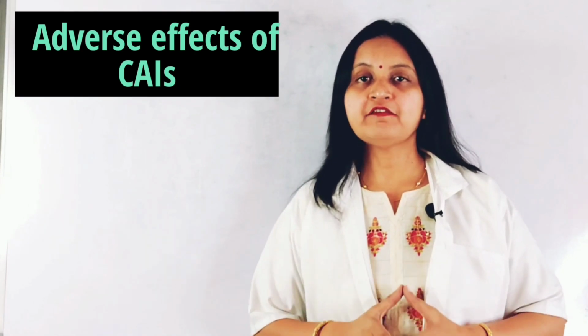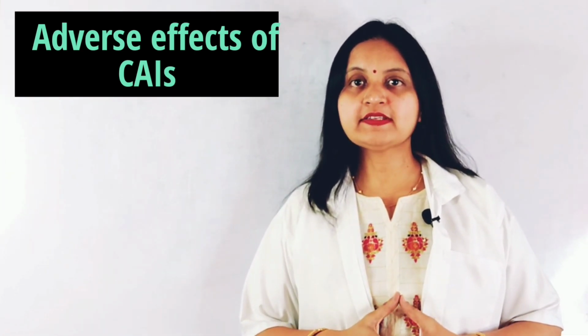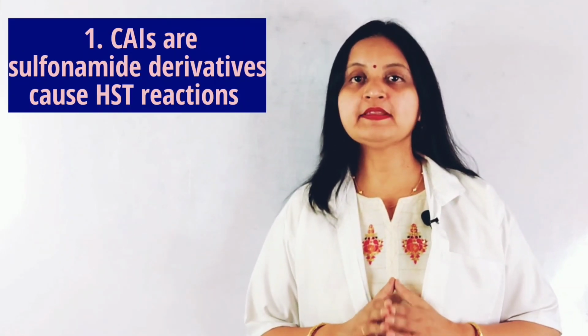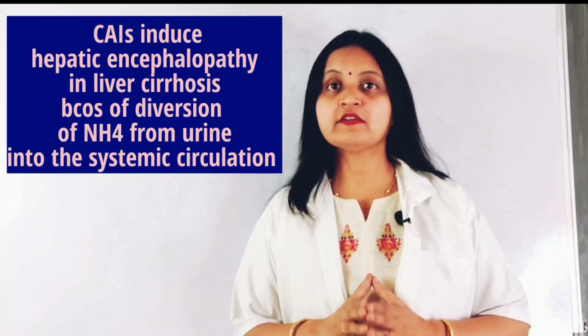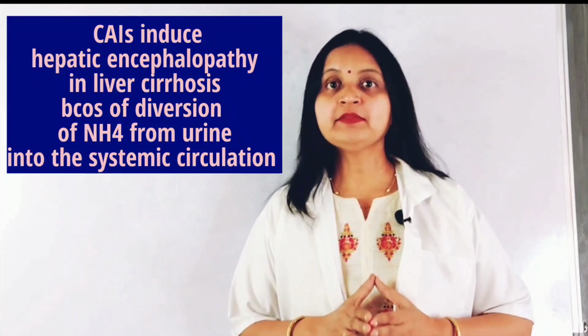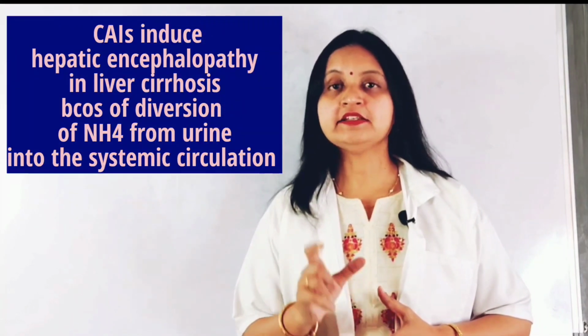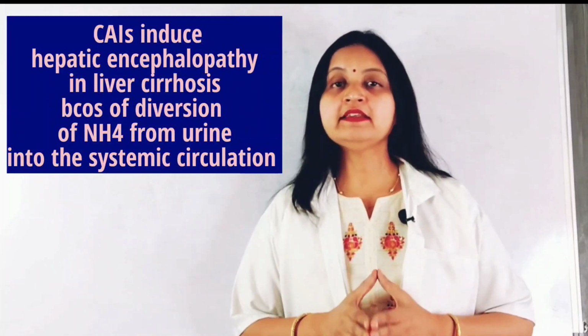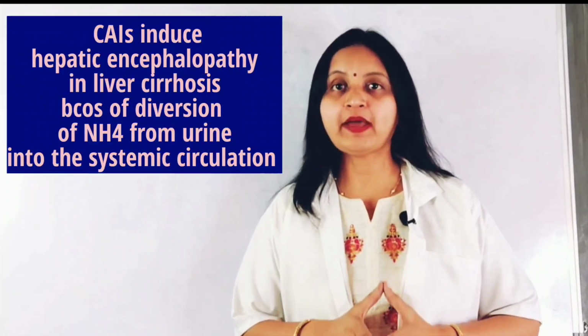Speaking of the adverse effects, carbonic anhydrase inhibitors are sulfonamide derivatives. Therefore, they can cause hypersensitivity reactions. Finally, we have learned that these drugs cause increased excretion of ammonium in urine. So, the ammonium that is excreted in urine is diverted from the urine into the systemic circulation, and this can induce hepatic encephalopathy in liver cirrhosis. Therefore, these drugs are contraindicated in liver cirrhosis.